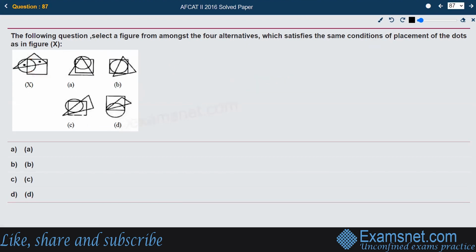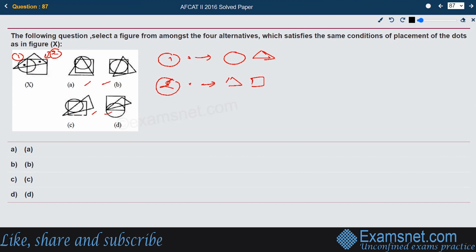Next, again, we have to do the same thing. We have to find out where all we can place these two dots. The first dot is part of your circle and triangle, and that's it. The second dot, if you see this particular dot, this is the first one, this is the second one. The second dot is part of your triangle and square only. So among A, B, C, and D, which particular figure can give us this?